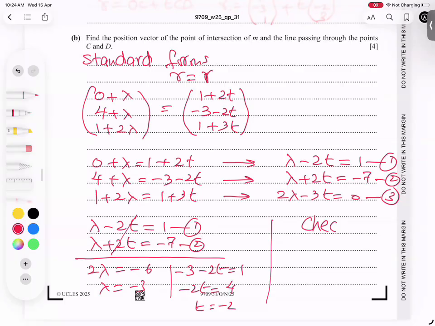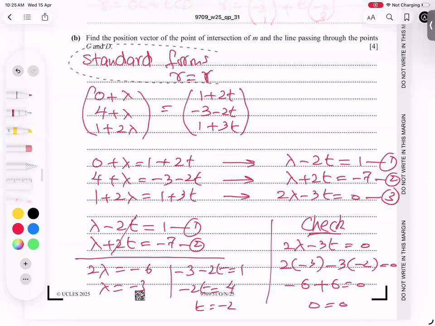Now I'm using it for checking purposes. What is the checking? The checking way is to use the equation which is untouched. So both values are put there. If left and right match, it means they intersect. So let's do it. 2 lambda minus 3t equals 0, and lambda is negative 3 and t is negative 2. So here I got negative 6, here positive 6, and 0, 0 match. If they match, we can say that they do intersect.